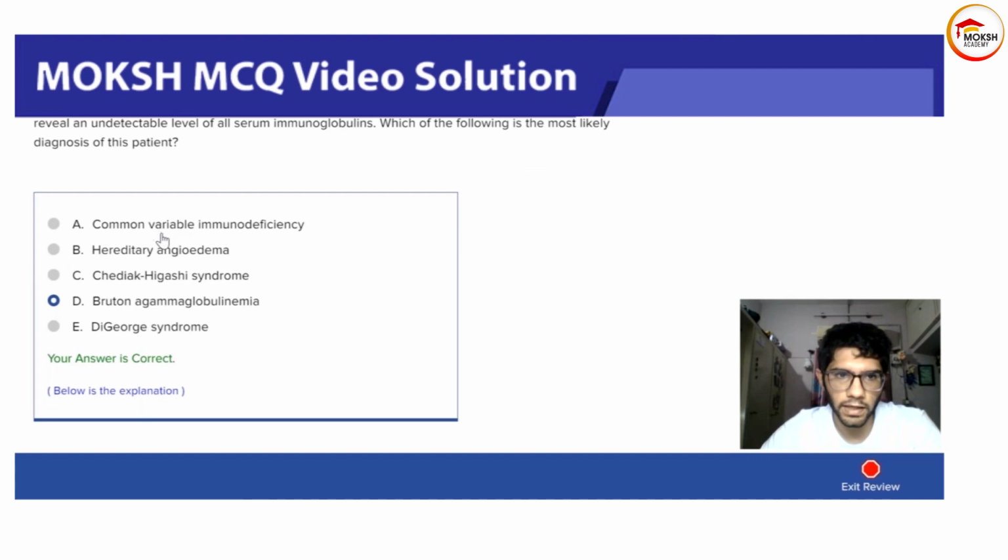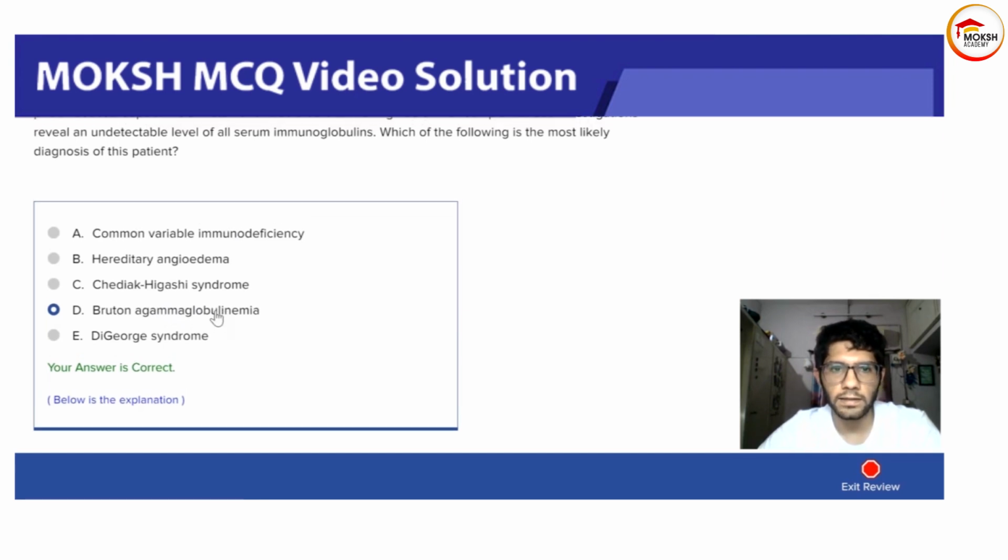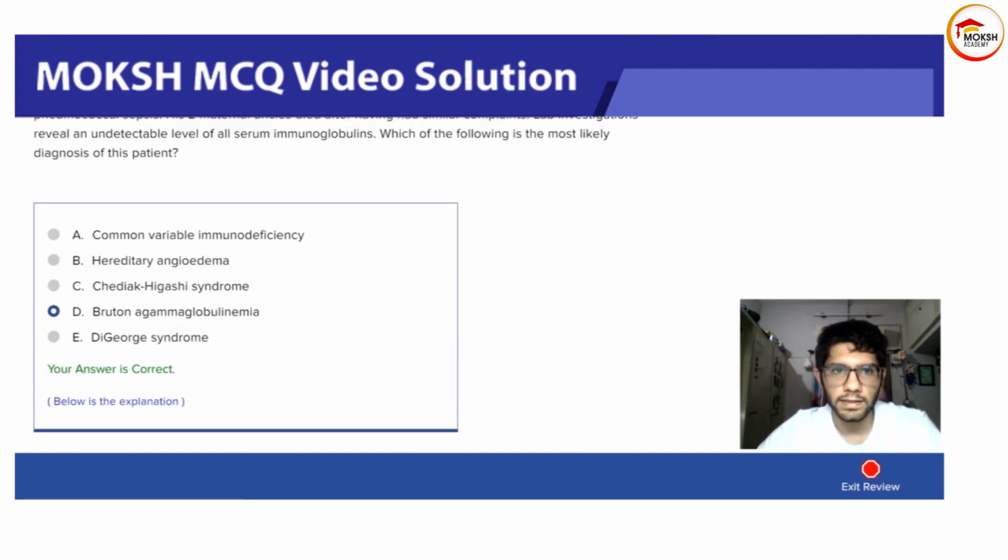Over here, we have hereditary angioedema checked off, Chediak-Higashi checked off, DiGeorge syndrome checked off. Common variable immunodeficiency, we could suggest it, or Bruton agammaglobulinemia. Now, Bruton agammaglobulinemia is X-linked recessive. Since it is given that two maternal uncles died after having similar complaints, it is much more likely that it is Bruton agammaglobulinemia.